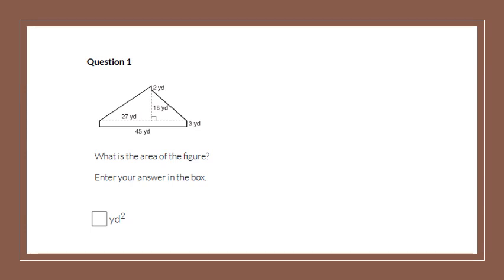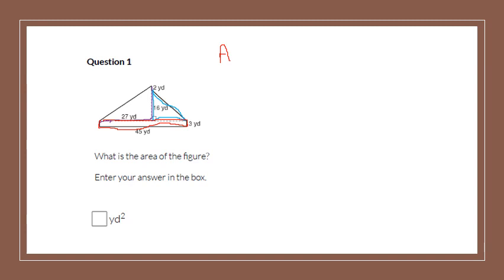What is the area of this figure? So I see two different triangles here. I see this triangle, and I see this triangle. And then I also see the rectangle at the bottom. Okay, so let's find the area of each of these.